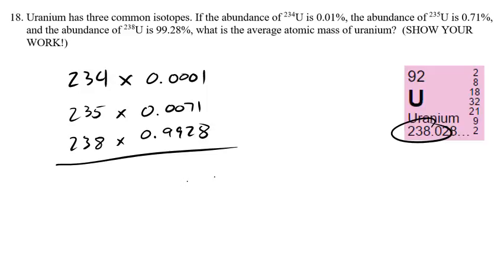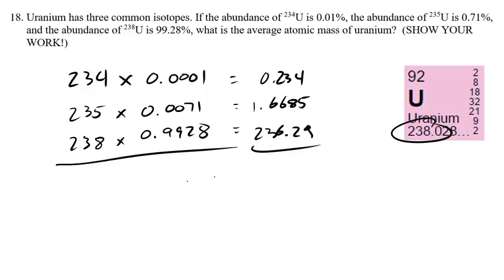Let's do some math. This ends up being 0.234. This ends up being 1.6685. And this ends up being 236.29. Together, this ends up being a total of 238.19, which is pretty darn close to that.